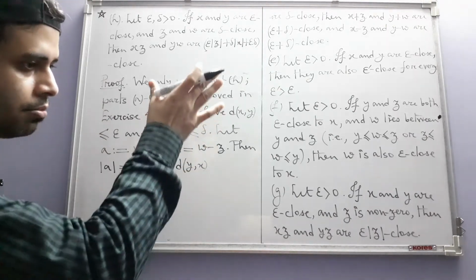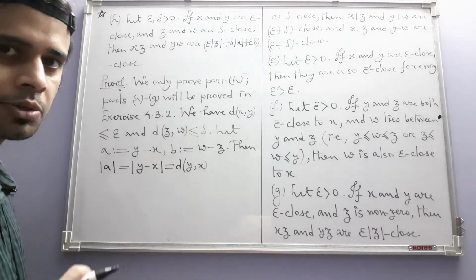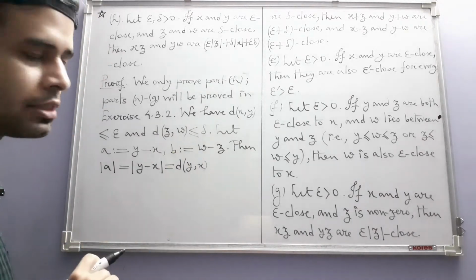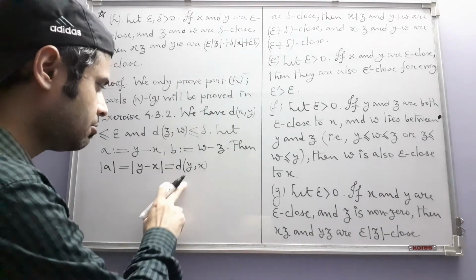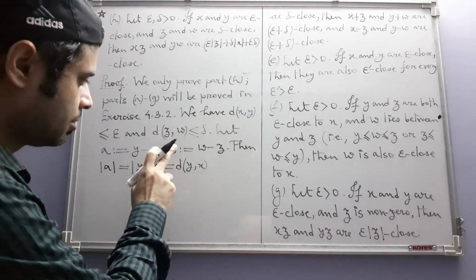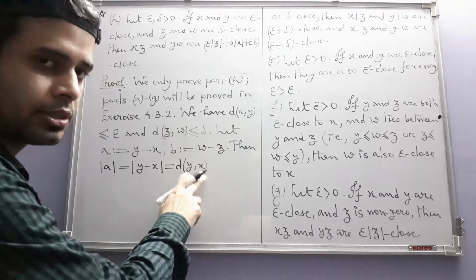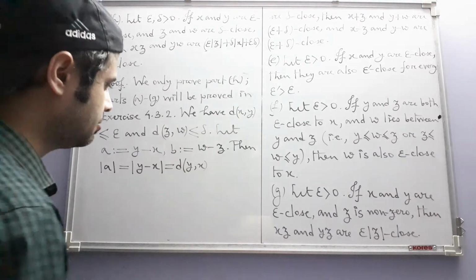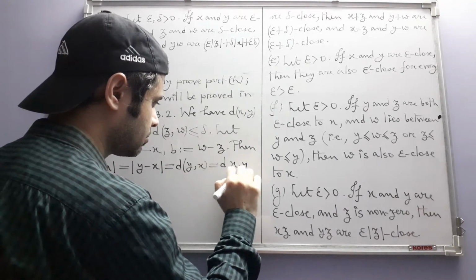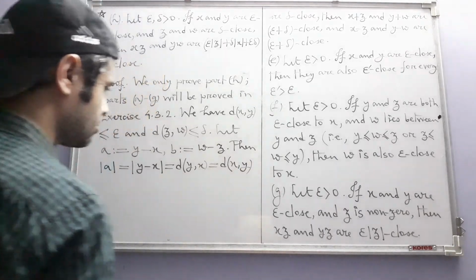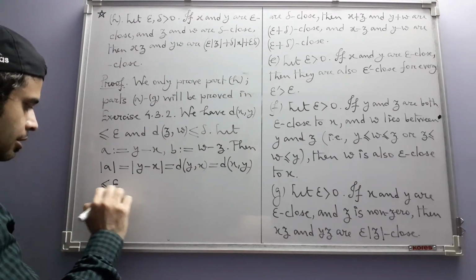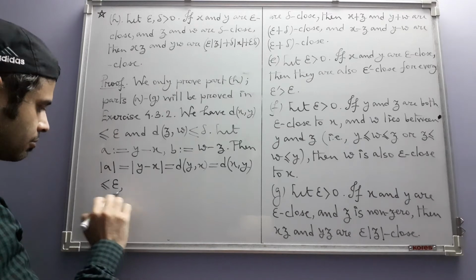There we have properties of absolute value and properties of distance. So the last three properties are properties of distance. There you look at the second last entry, where you will see that d of y comma x is equal to d of x comma y. So using that we have d of x comma y, and d of x comma y is given to be less than or equal to epsilon.